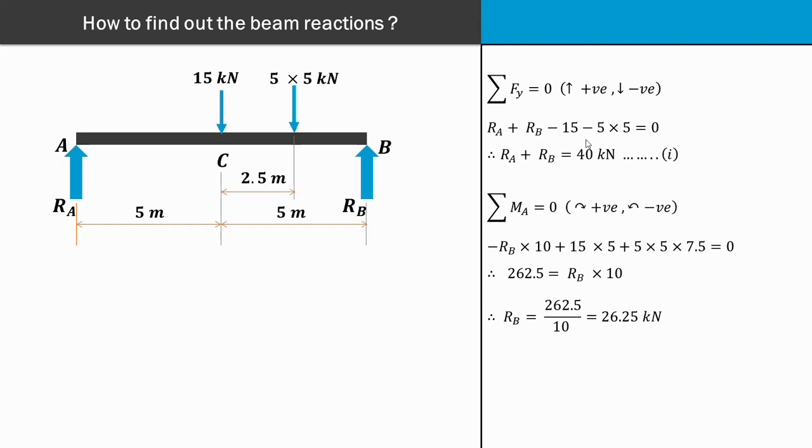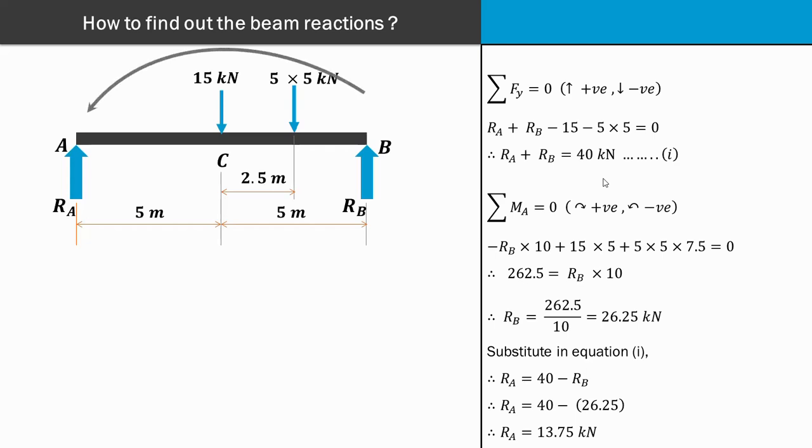Substitute in equation 1, correct? So that we'll get the value of RA from this. Now RA will be equal to, transfer this plus RB on the other side, it will become minus RB. So 40 minus 26.25, so it will be nothing but 13.75 kilonewton. Now using these values, so as we have already seen, this is the anti-clockwise moment produced by RB, clockwise moment produced by 15 kilonewton, and 5 into 5 that will also produce clockwise moment that we have already seen over here.